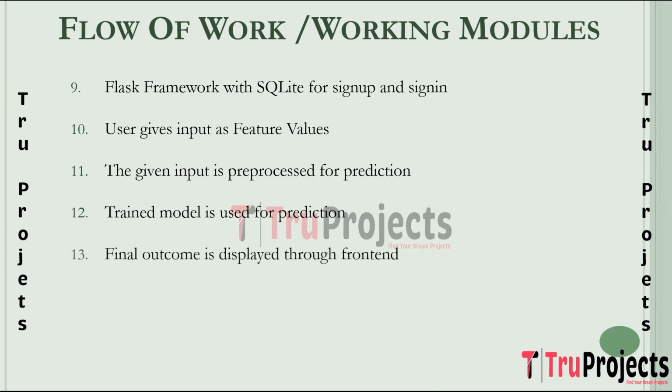The final step is the final outcome is displayed through the frontend. The prediction outcome is displayed to the user through the frontend of the web application. This provides users with insights into whether anomalies were detected in the input data, allowing them to take appropriate actions.